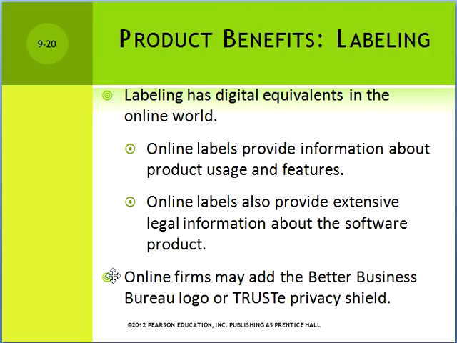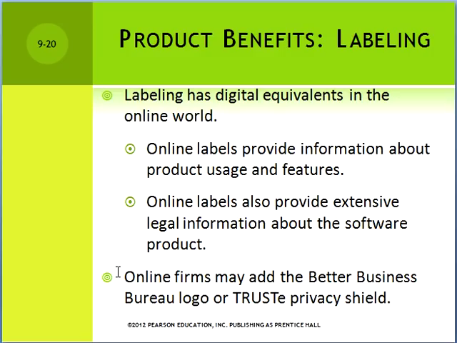Finally, the labeling. The labeling has a digital equivalent in the online world, which means online labels provide information about the product usage and features. Just like, for example, we see labels on some products which tell us about the product. If it's a food product, the label on that food product will give us the ingredients and so on and so forth. In the same way, the product benefit here is the labeling: the better labeling is done for the product, the more support you get from that, and the better the customer will perceive the value of that product.